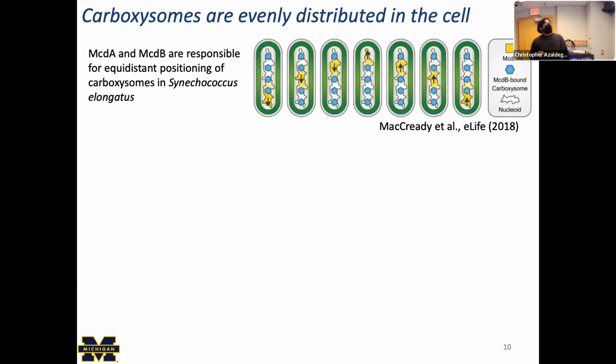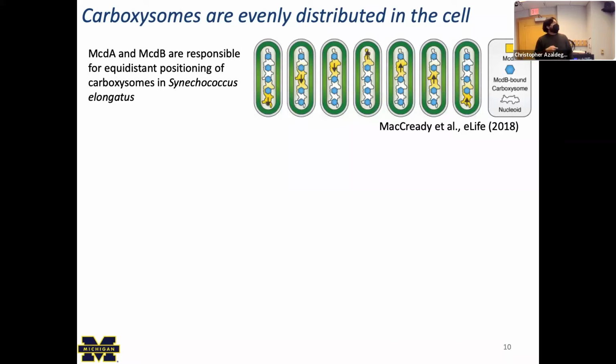These compartments actually have a positioning system that allows for this process to happen. And so the characterization of this protein system, termed maintenance of carboxysome distribution, is composed of 2 proteins, one being A, one being B. This is all work done by our collaborators in the bacterial lab.